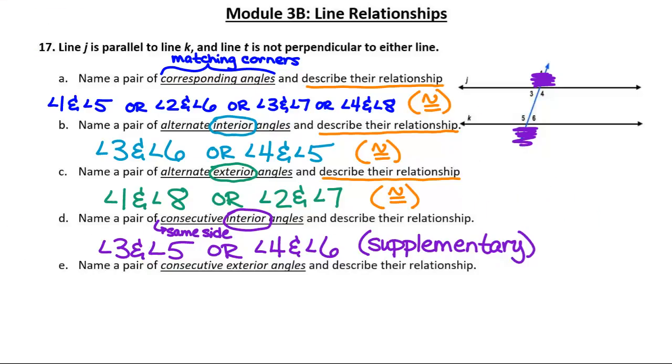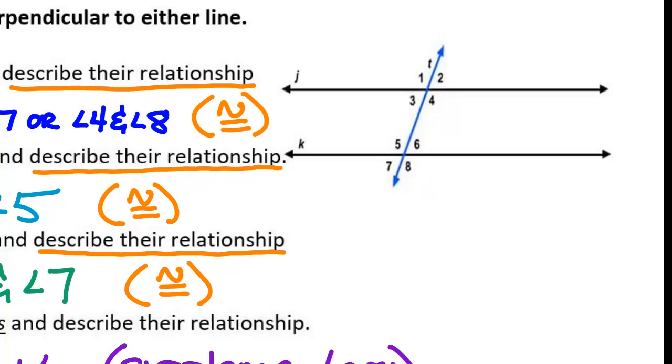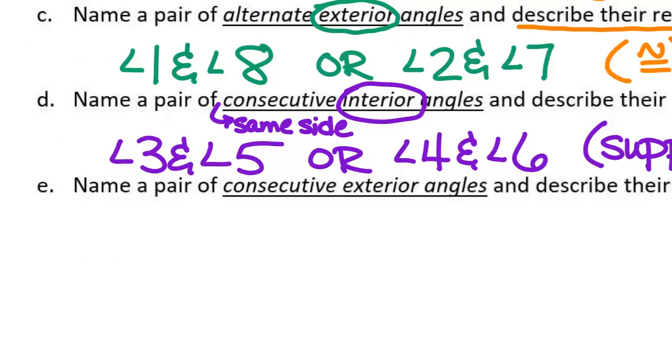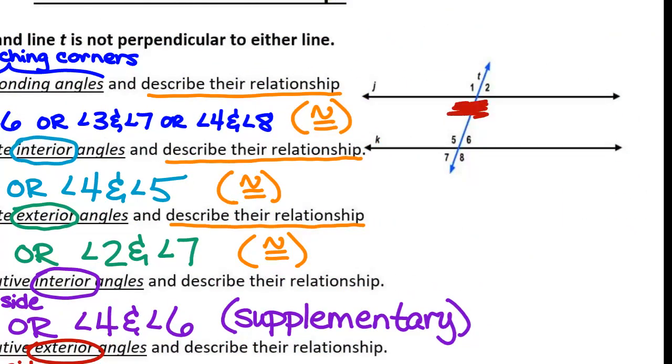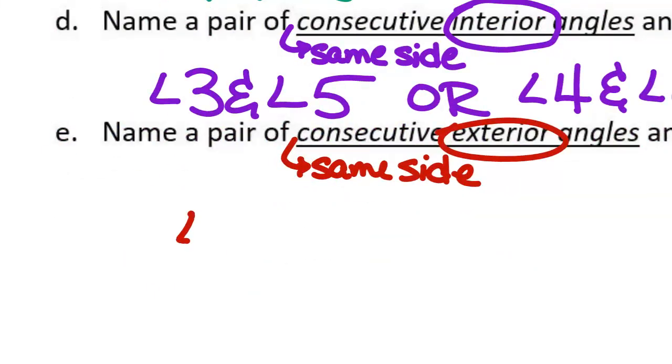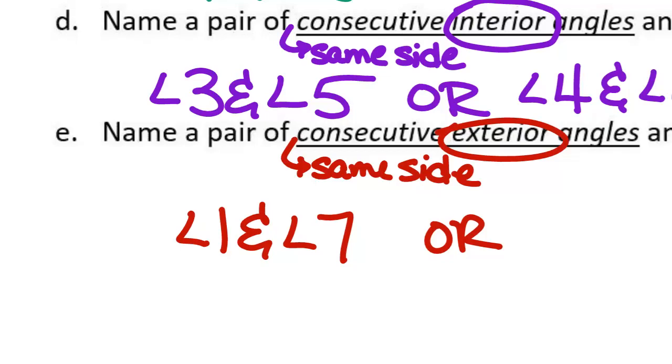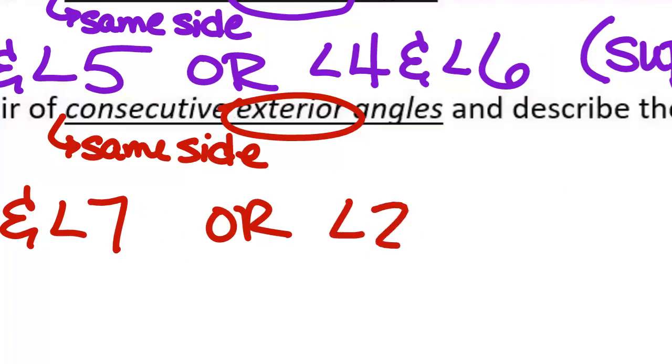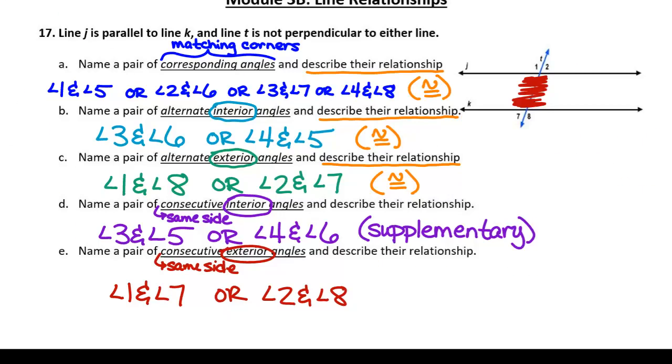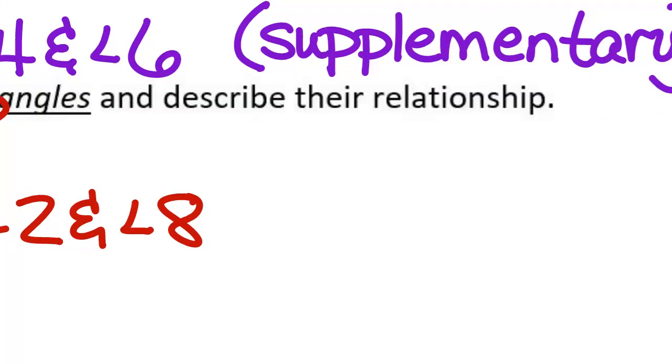All right, last one where we name angles. We want consecutive, so same side. Exterior angles, so I'm not looking in between. What would be a pair of consecutive exterior angles? 1 and 7, or 2 and 8. What is our relationship with consecutive exterior angles? Supplementary, absolutely correct.